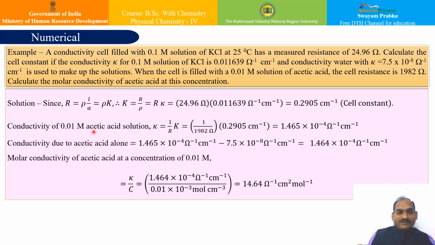Similarly, let us see another example. The number of numericals we solve will clear our concept of conductivity. The example is given: a conductivity cell filled with 0.1 molar solution of KCl at 25 degrees centigrade has a measured resistance of 24.96 ohms.